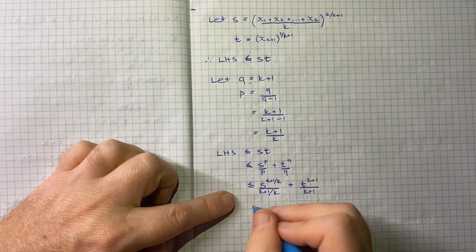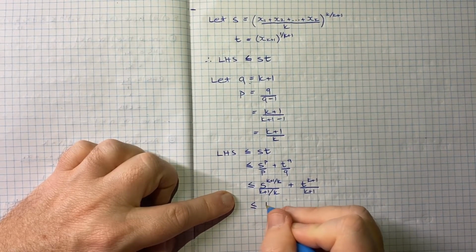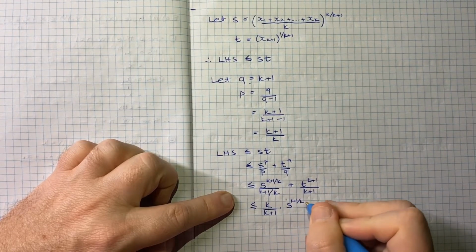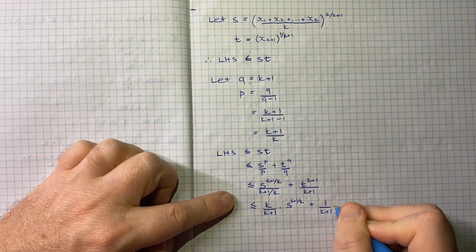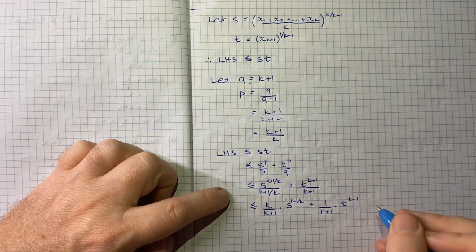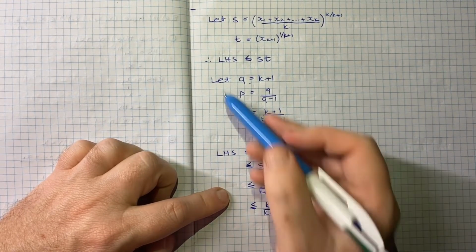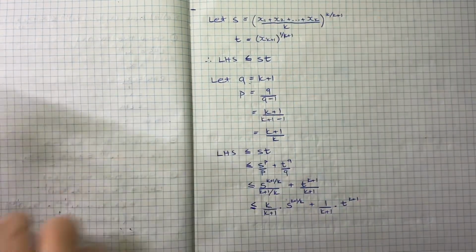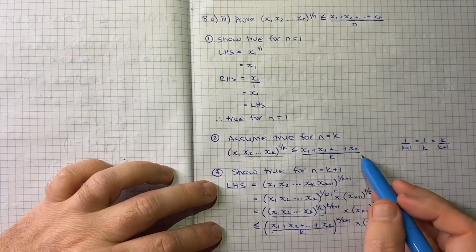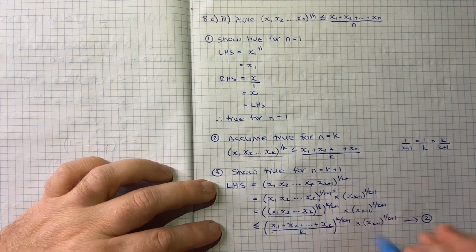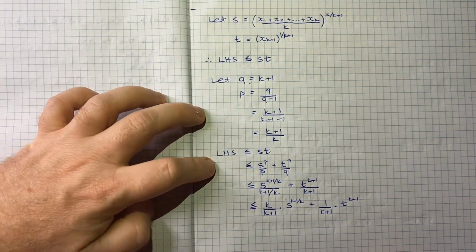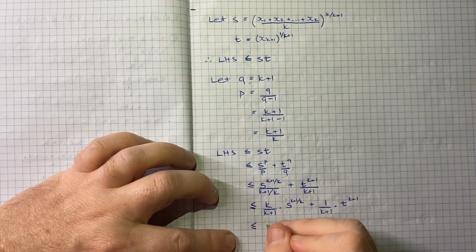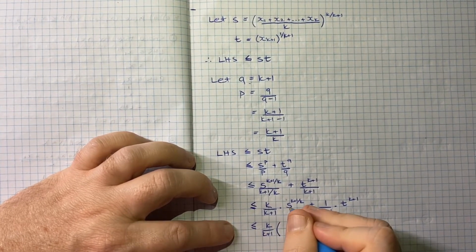All right, so let's just clean this up a bit. That's going to be less than or equal to, this will become k on k plus 1 times S to the k plus 1 on k, plus 1 on k plus 1 times T to the k plus 1. And now that we've made use of our defined items, we're probably at a point where it makes sense to put these back in to see if we can get to something that looks like this, albeit with k plus 1 instead of k. I've probably got enough room for one more here before I have to turn over. So that's going to be less than or equal to k on k plus 1 times, now S was this.